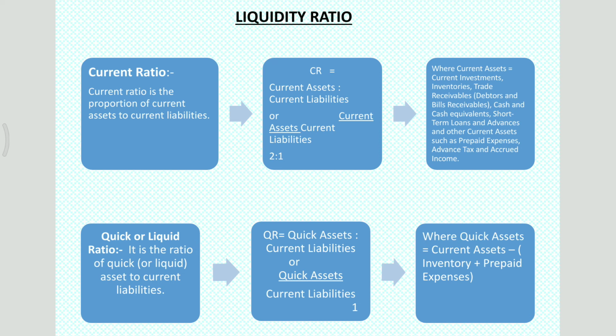Just as we are facing a situation of COVID, everywhere there is a lockdown, so it is not possible for any business to sell its product. But the rest of the assets can be converted into cash. Prepaid expenses are always given for coming time, so it is not possible for the organization to get the benefit of the amount that was paid for coming time. So these two assets, inventory and prepaid expenses, are deducted from current assets to find out quick assets.